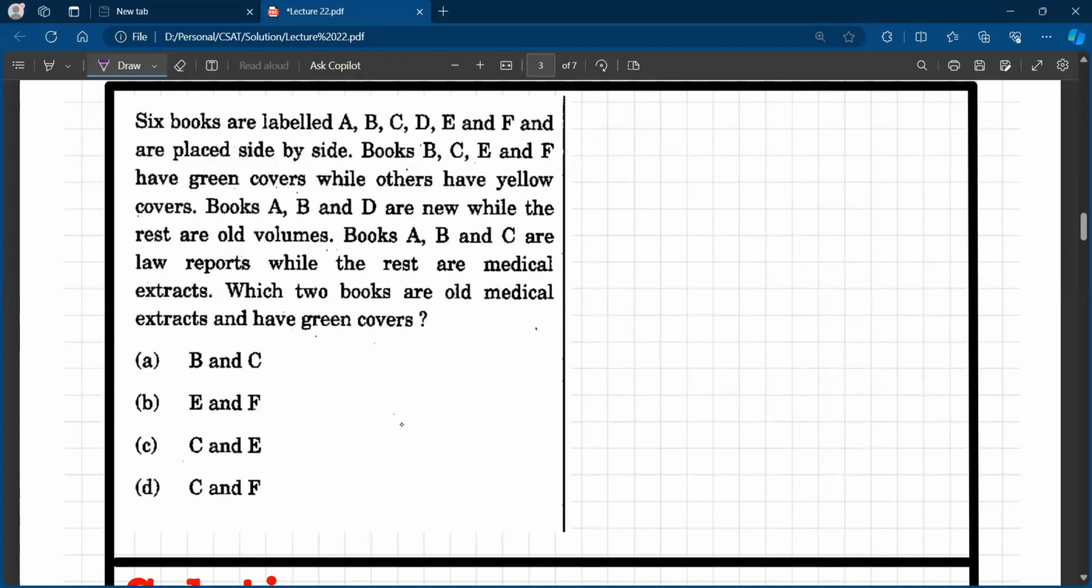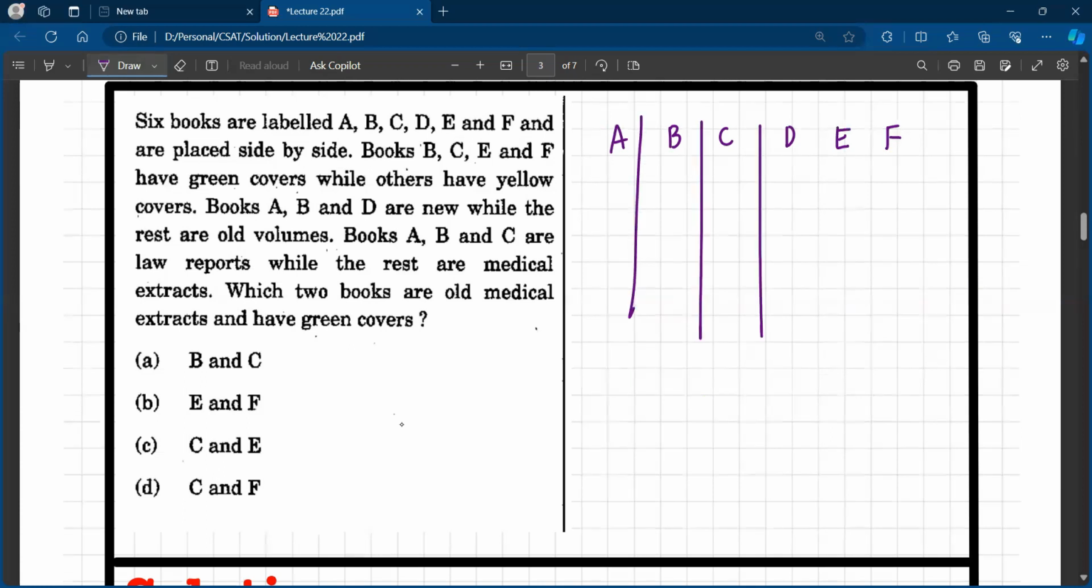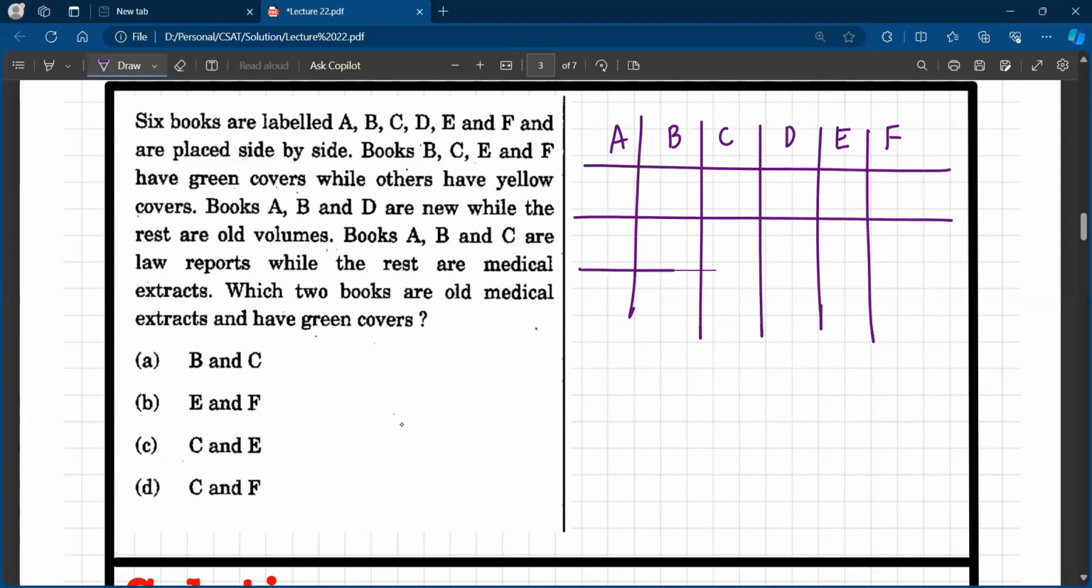6 books are labeled A, B, C, D, E and F and are placed side to side. Again tabular approach. Now it says books B, C, E and F have green covers. B has green, C has green, green and green. While others have yellow covers. Yellow and yellow. Question पूछा है कि 2 books are old medical extracts and have green covers.